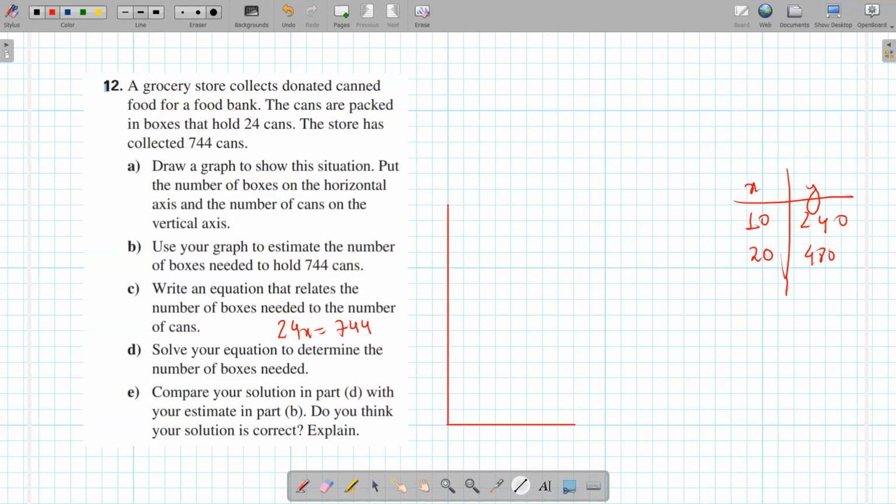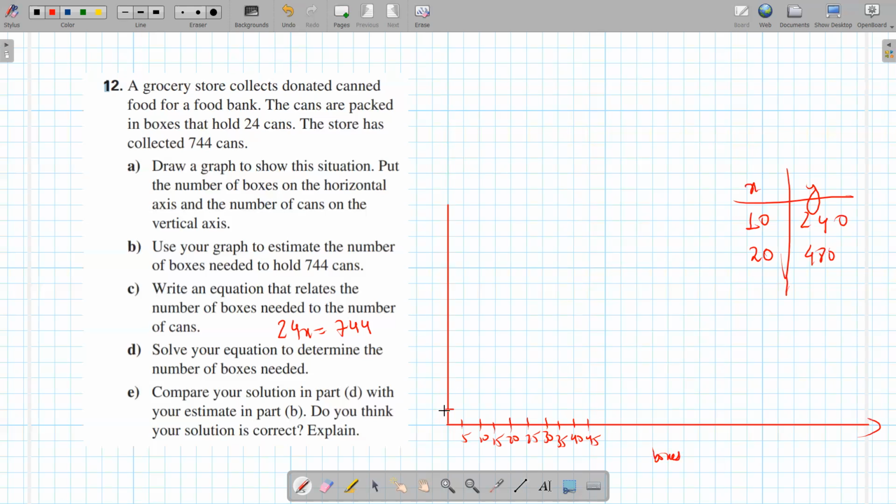And then here we can just go by what? 5, I guess we can go by. So 5, 10, 15, 20, 25, 30. And see, there's no point going by 1 because the number of cans will be like 30 something, just by looking at this equation. So if you go by 1, you're going to run out of space. So that's my independent variable, the number of boxes.